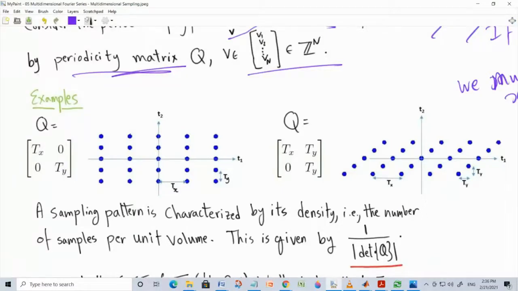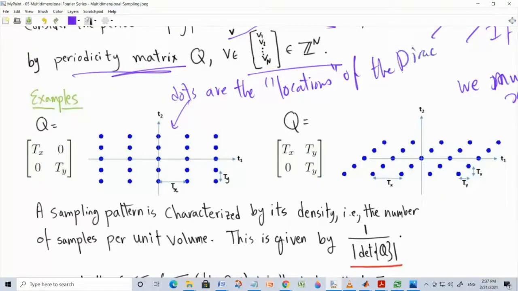Your Dirac deltas exist, so those dots here are the locations of the Dirac deltas. You can put your Dirac deltas on a rectangular grid. Rectangular grid means that the separation along T1 is just a fixed number Tx, and along T2 is just a fixed number Ty. And in that case, the Q matrix is just a diagonal matrix with parameter Tx here and Ty there.